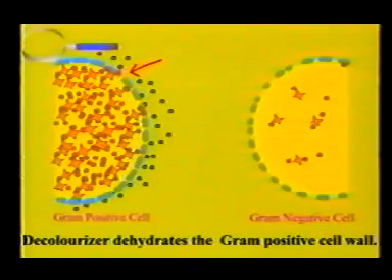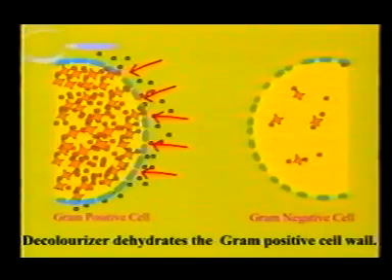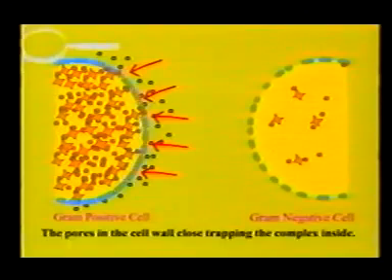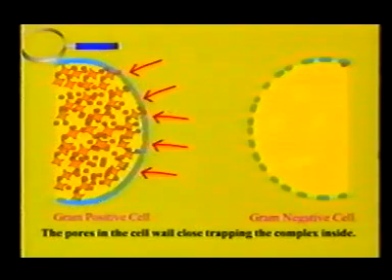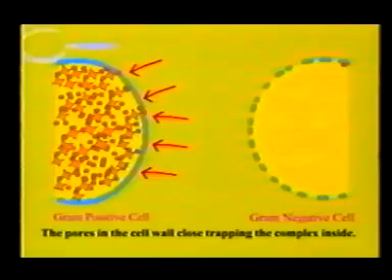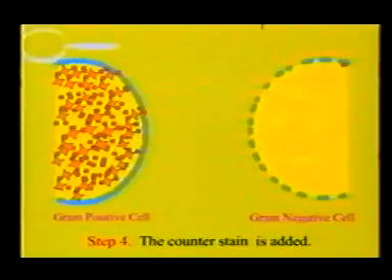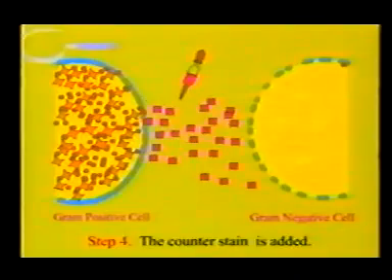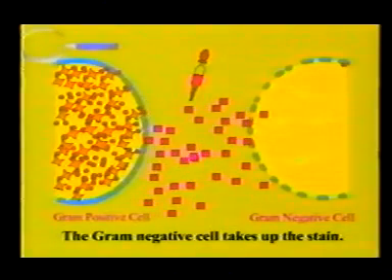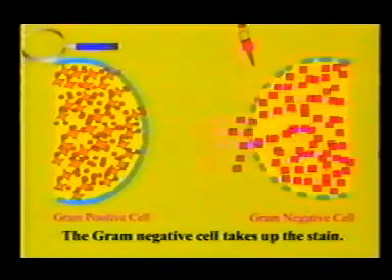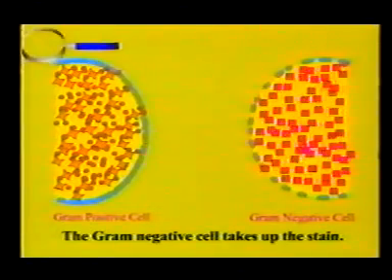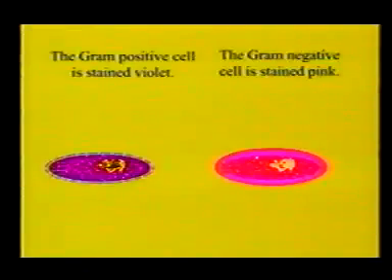In the Gram-positive cell wall, decolorization results in the dehydration of the multilayered peptidoglycan. Dehydration causes the cell to shrink, resulting in closing of the pores on the cell wall. The crystal violet iodine complex is thus blocked and the cell retains the purple color. Finally, a counterstain of dilute carbolfuchsin is applied to the smear. The decolorized Gram-negative bacteria will take a new color and will appear pink. The Gram-positive bacteria remain purple.